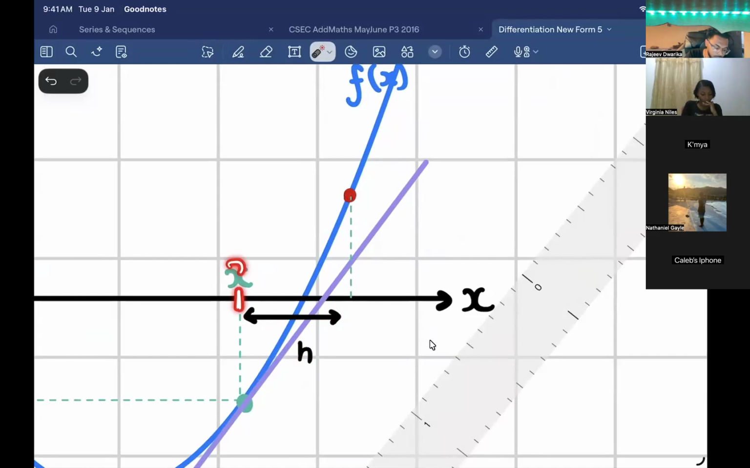If I told you that this was 2 and it's 3 here, what would you tell me this is? You would tell me 5, right? So if this is x and this is h, what would the x value here be? x plus h. It'd be x plus h.